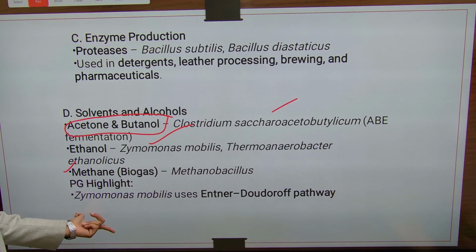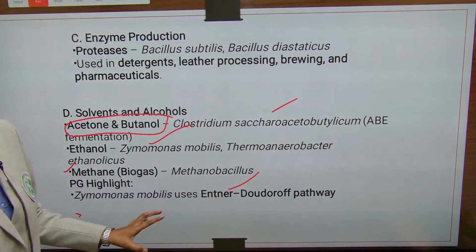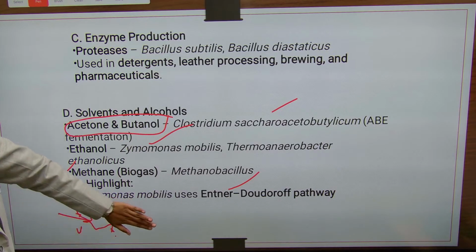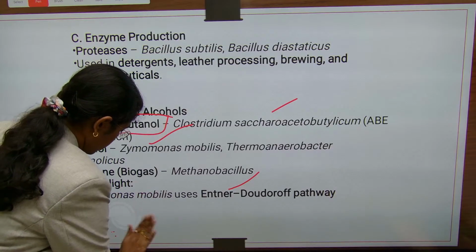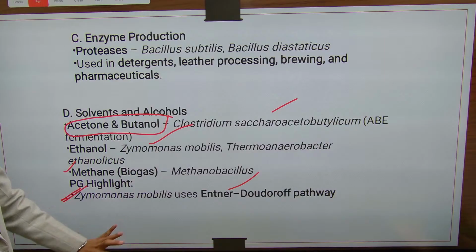Zymomonas mobilis uses the Entner-Doudoroff pathway. Fine, right? What pathway is used? Entner-Doudoroff pathway. Pathways are not important over here, just a highlighted point I have told you.